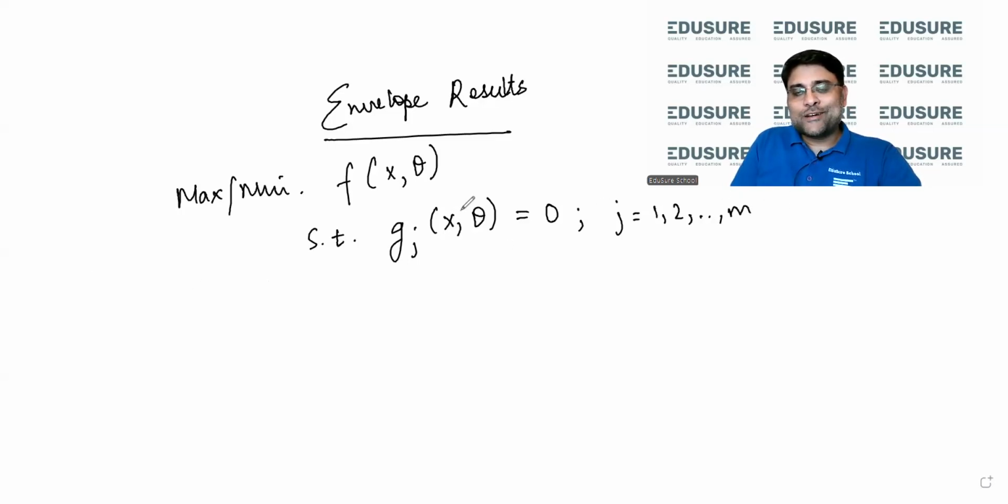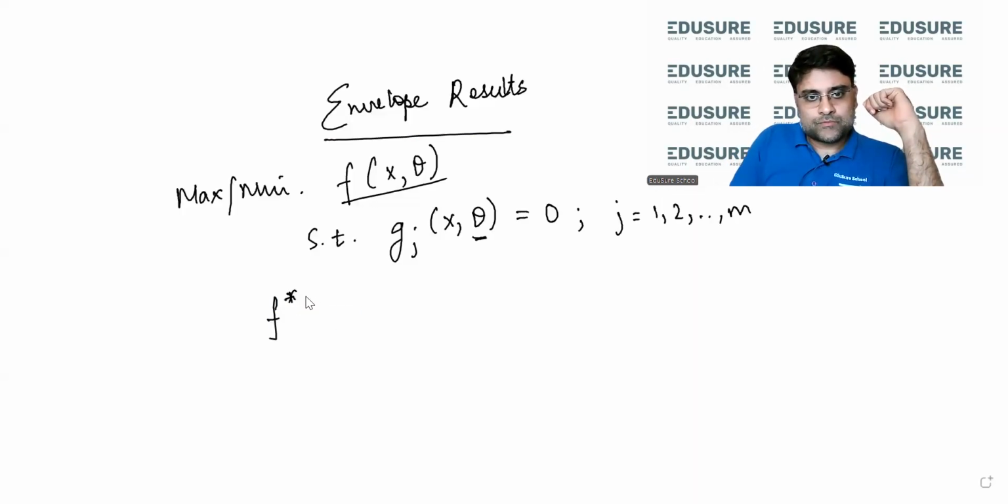Okay, so supposing m constraints. Now, what is the result of this theta changing on the optimal value of f? That is what we try to understand in this area. Or in simple terms, envelope results help us to understand the sensitivity of the optimal solution to changes in external parameters. So if I want to maximize or minimize this function, I will be getting an optimal value. The optimal value, I call it f star.